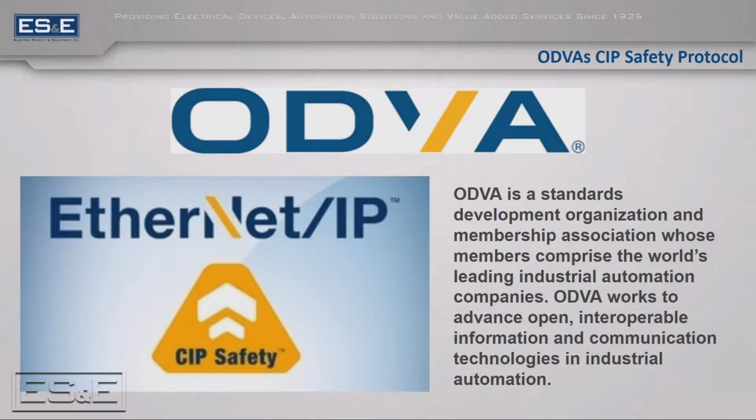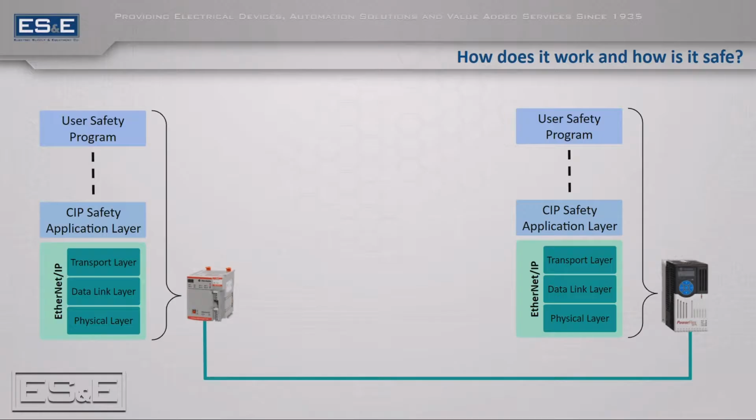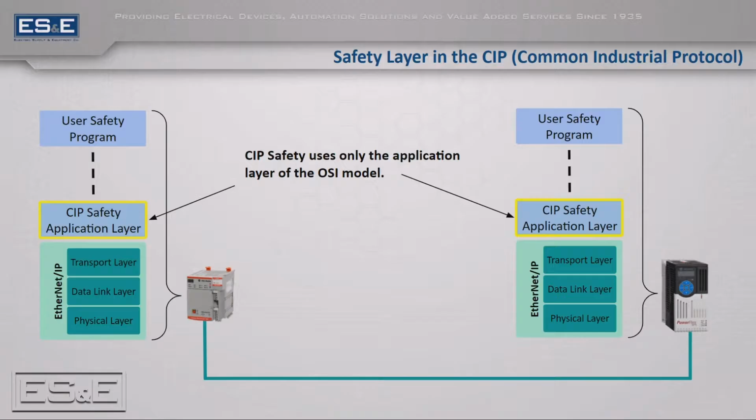They end up using the same physical layer, data link layer and transport layer for Ethernet communication. What that means is we can use all of the same hardware we're using today for other standard Ethernet networks, but instead we're using it for safety applications. The reason they can do that is because CIP Safety only uses the application layer of the OSI model. All of the underlying structure for the Ethernet communications is exactly the same.